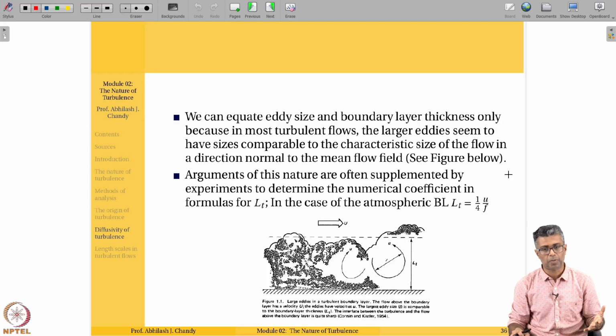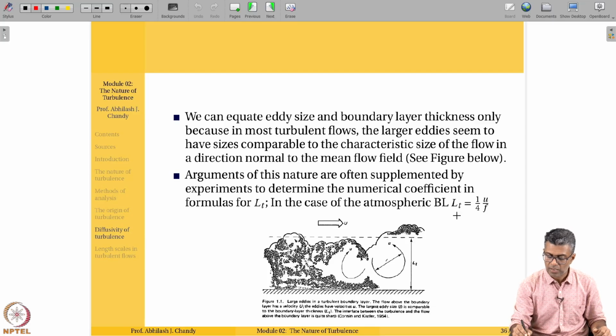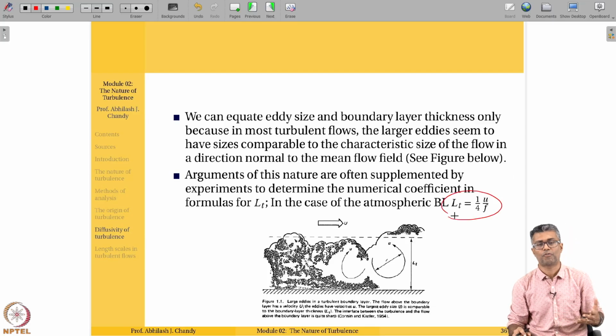Now, this is always supplemented by experiments, and we can always come up with some kind of a numerical coefficient formula for LT. For example, in the case of a boundary layer, that correlation is given by this. LT is equal to 1/4 U over F. So you can estimate the typical thickness of a boundary layer if you know the characteristic velocity scale and a Coriolis parameter. And in fact, the Coriolis parameter can be known because the Earth's rotation rate is known, and you can figure out what the Coriolis parameter is at the different latitudes.